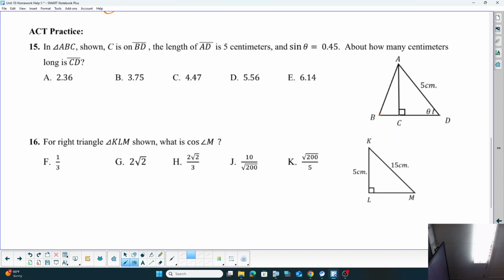So again, AD is 5 centimeters, and sine of theta. Sorry, I didn't look at the triangle. I was tired after school. It's 5:14. Okay, I need to go home. I'm hungry.